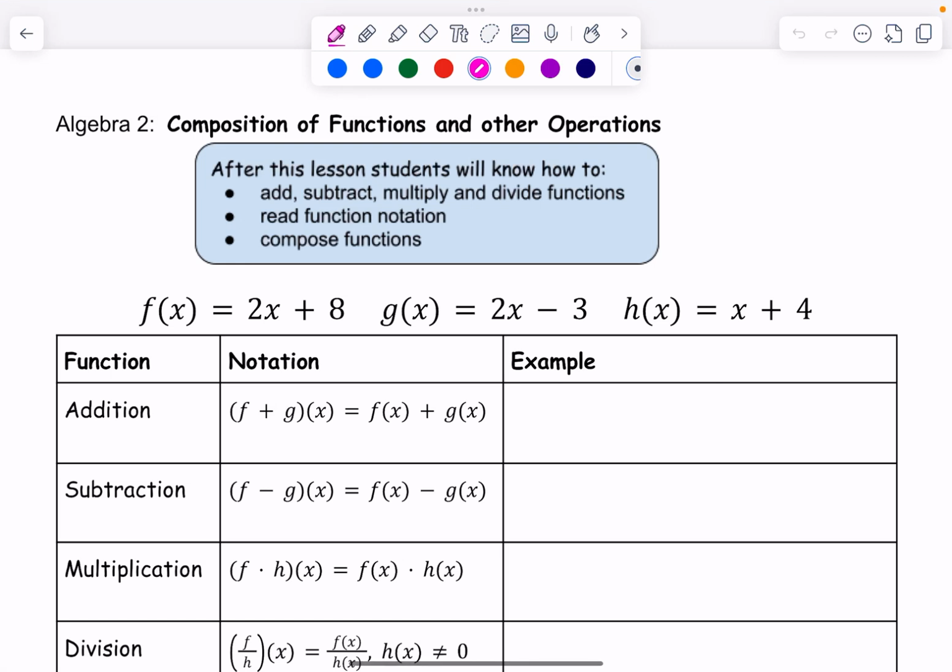Today we're going to talk about composition of functions, and we're also going to talk about other operations. This is really review, but if it's not review for you, let's dive in. Okay, so what are we going to be able to do after this lesson?